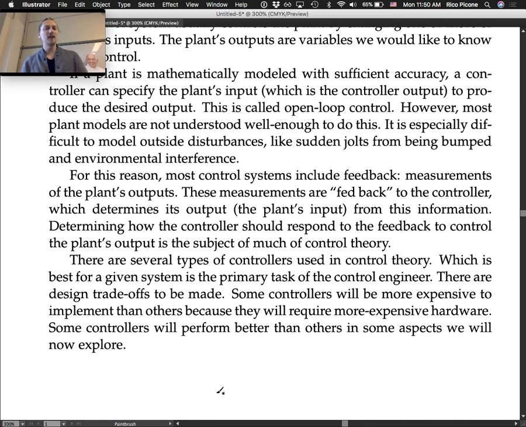There are several types of controllers used in control theory. Which is best for a given system is the primary task of the control engineer. There are design trade-offs to be made. Some controllers will be more expensive to implement than others because they will require more expensive hardware. Some controllers will perform better than others in some aspects we will now explore. Performance is the first thing we'll discuss: how do we determine the performance of a controller? We'll pick that up on Wednesday.